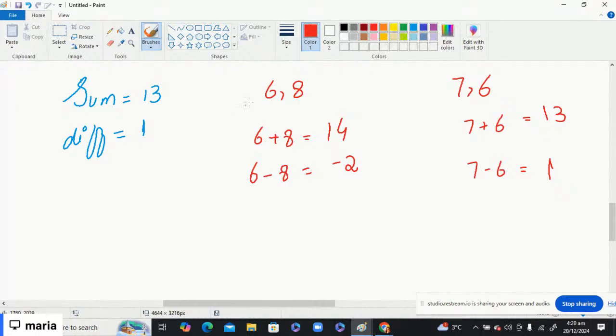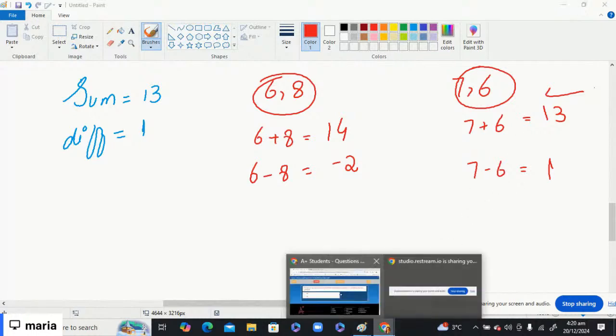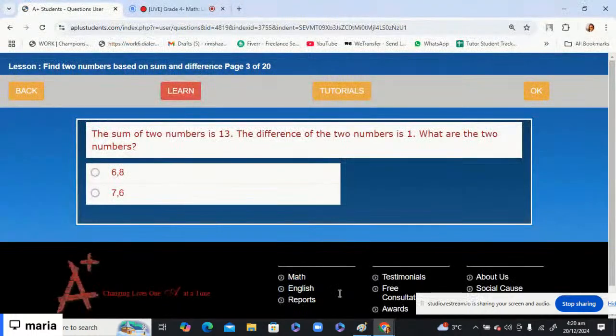So which one is right, 6 and 8 or 7 and 6? So 7 and 6 is the right answer. That is 13 and 1. Both conditions are applied here. When you add up, it becomes 13. When you subtract, it's 1. So 7 and 6.